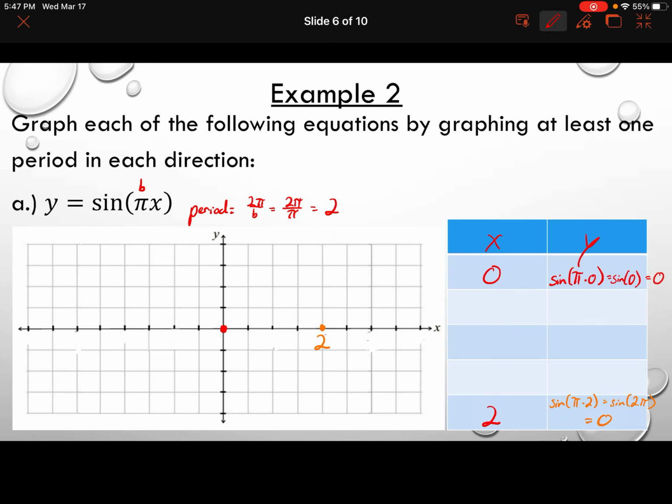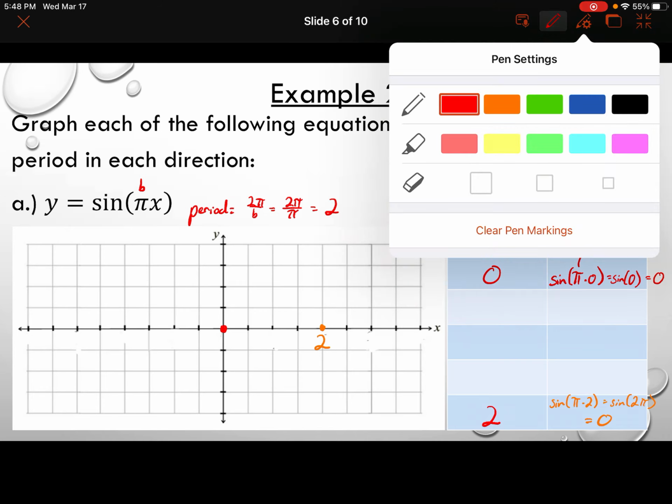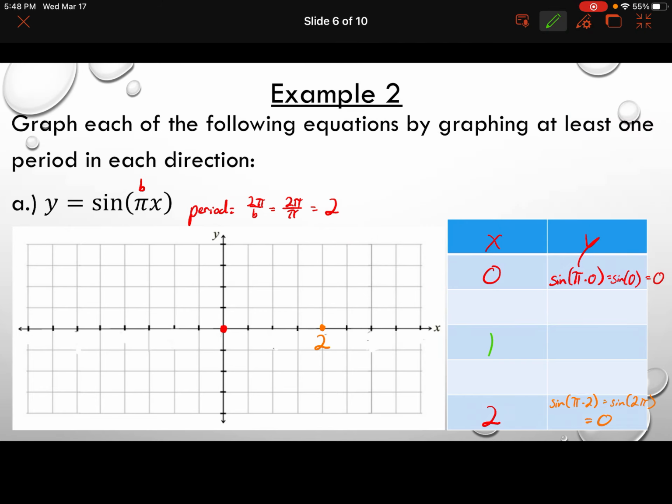So we found 2 points so far. Remember, this is called the 5-point technique, so we still have to find points in between. So we did step 1, which was our starting point, step 2, which was our finishing point. Step 3 is we're going to find the points in between. We find the points in between by literally just finding the middle. So for example, what is the middle between 0 and 2? 1. The middle between 0 and 2 is just 1. So that means our next point is going to be at 1.